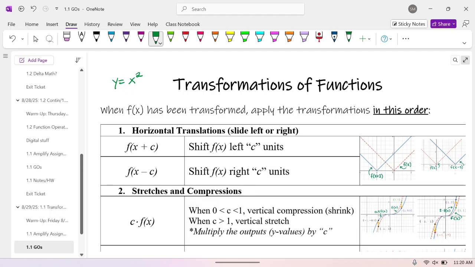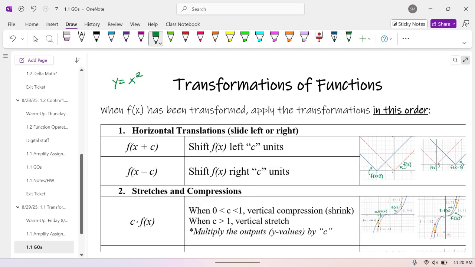So first things first, with any type of transformation, how I put it is it's typically a matter of what type of operation is being applied here. So addition, subtraction, that's typically a translation or a shift. Multiplication is typically a dilation, which means vertical or horizontal stretch or compression. And a reflection is just typically a negative being multiplied somewhere.